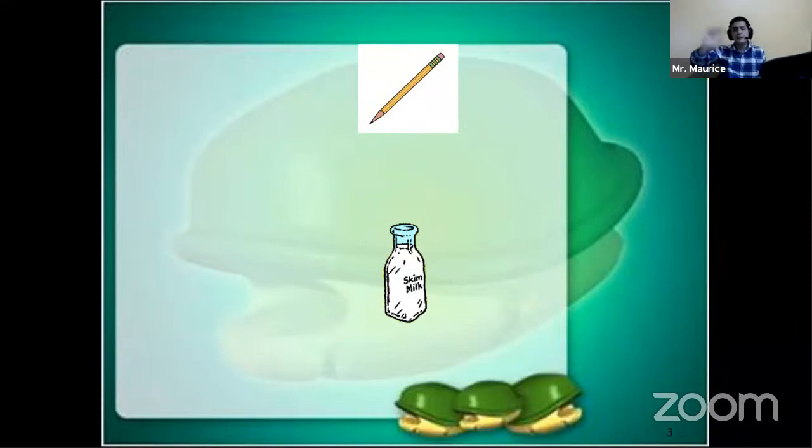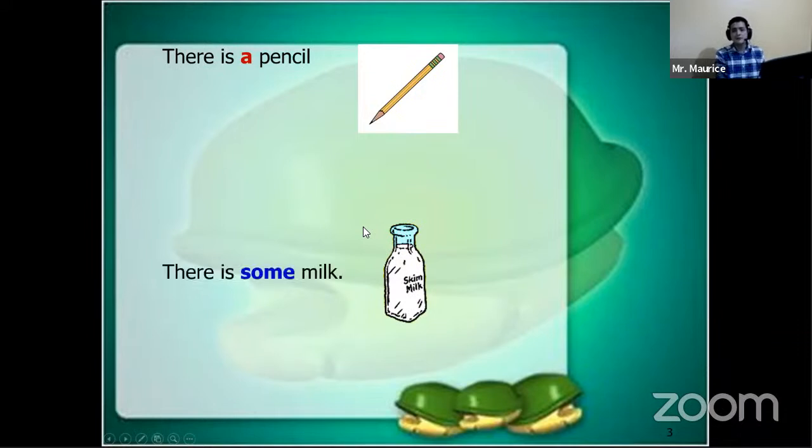Okay, so we have 2 different pictures in here. Pencil is countable. Pencil in here is singular. So we use there is a pencil. Now look at the other picture. In the other picture, we have milk. Milk is uncountable. Okay, so give me a minute. That's my daughter making some noise. Well, there is some milk. Some milk. You see, milk is uncountable. So we use the word some.